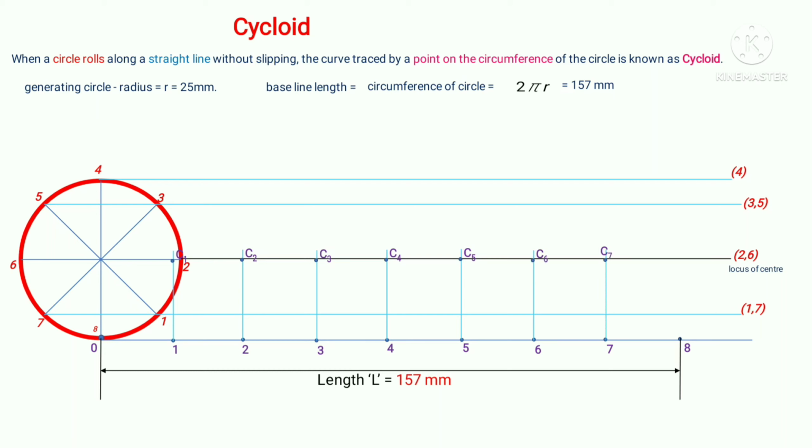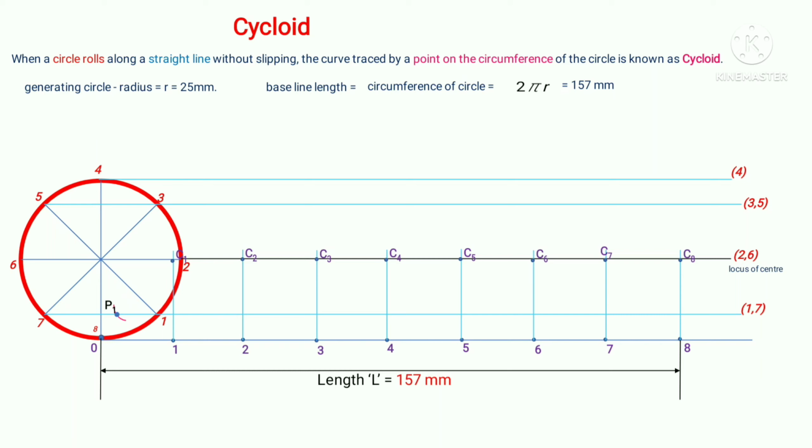Now that we have the center points, next we need to find out the points for the cycloid, to draw the cycloid. So from the center C1 and radius of the generating circle, that is 25 mm in this case, an arc is drawn cutting the locus of 1, 7 towards the left. So here an arc is drawn and the point is marked as P1.